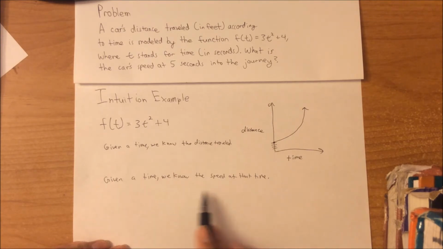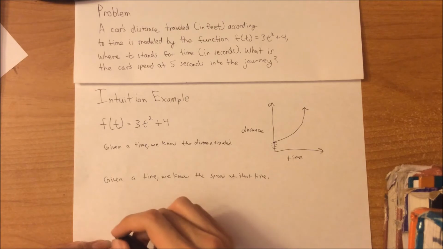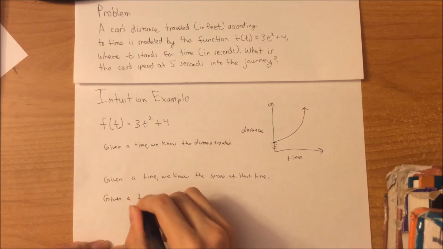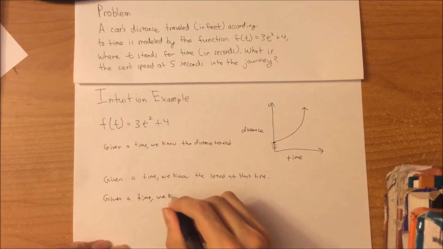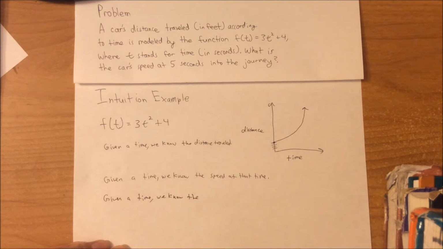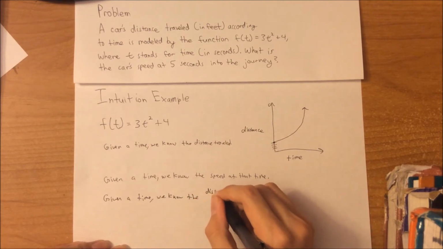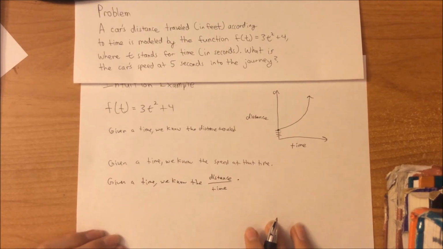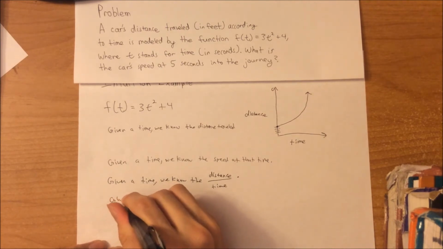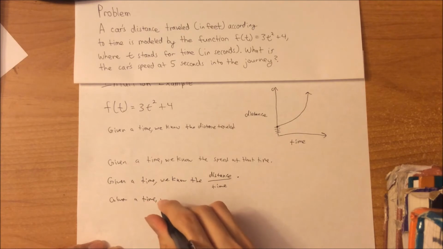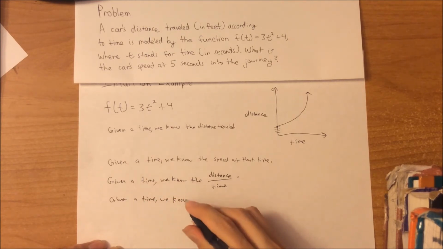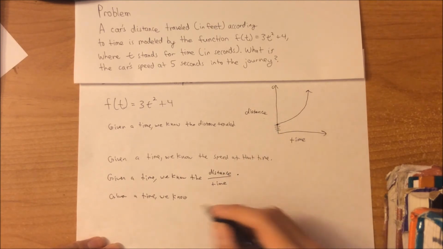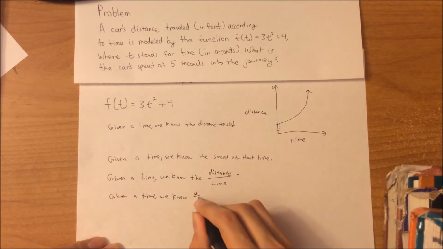So let's try to translate this sentence into more mathematical terms, and you will see what I mean. So we have, given a time, we know the speed. Remember, speed is really distance over time, right? So I'm going to replace speed with distance over time. Now let's translate it even further. Given a time, we know distance over time. If you look closely, distance is really the y-axis and time is really the x-axis. So we're going to replace distance over time with y over x.